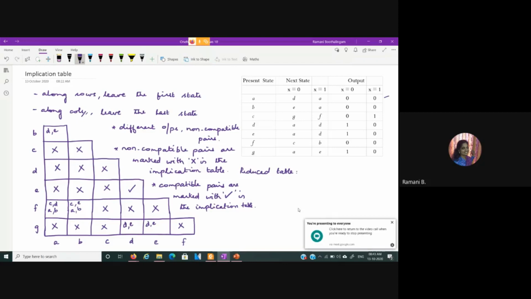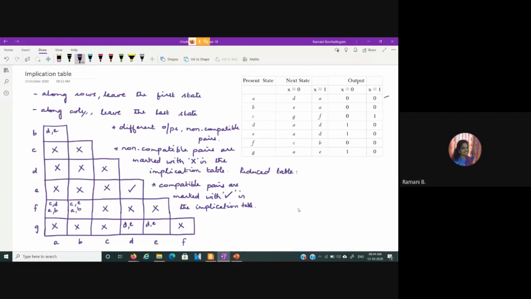So if we have written two implied states, both should be equivalent. Only then you can say that is equivalent. Otherwise, you should not say it to be equivalent. Okay? So let us see. Here in this first box, we have written D comma E. So we check the box corresponding to D comma E. Checking D comma E, we see that it is a compatible pair. We have given tick mark over there.